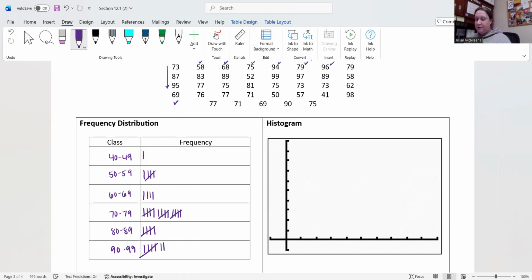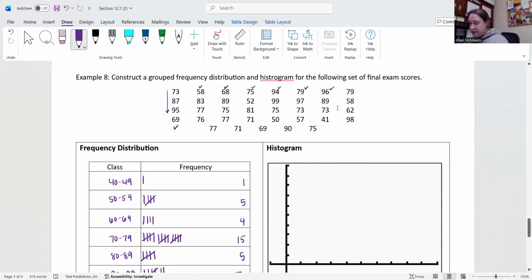Okay, so in the 40s, we had one data item, 5 in the 50s, 4 in the 60s, 15 in the 70s, 5 in the 80s, and 7 in the 90s. And let's just add everything up to make sure we're good. So let's see, we have 1 plus 5 plus 4 plus 15 plus 5 plus 7, and we get 37 data items. Let's double check and make sure things add up as expected. So we have 1, 2, 3, 4 times 8 is 32, 33, 34, 35, 36, 37.